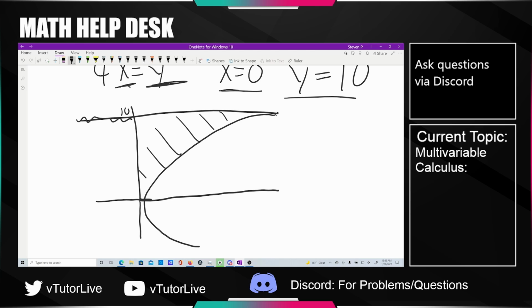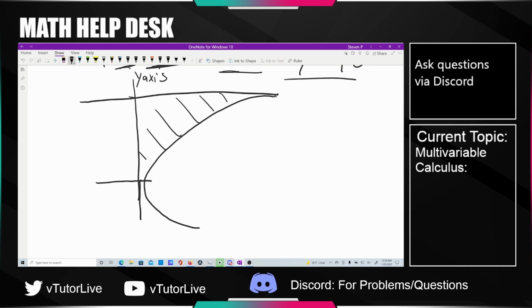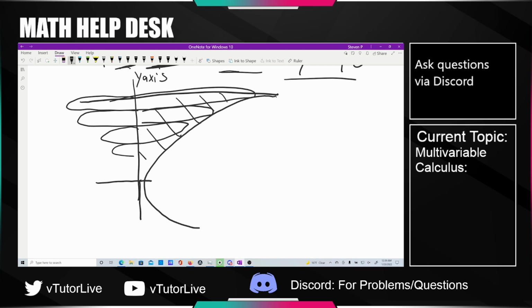And they're asking us to revolve this region around the y-axis. So that's going to look kind of like a cone, but with a weird sloping side. Can you picture that? I can picture it. I just never thought of it as that.